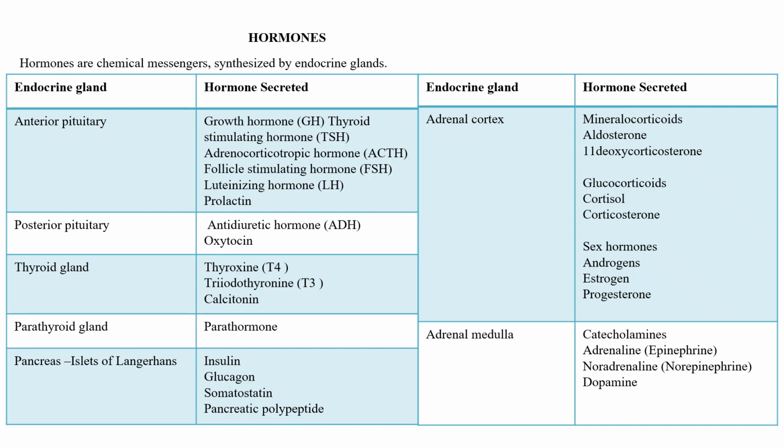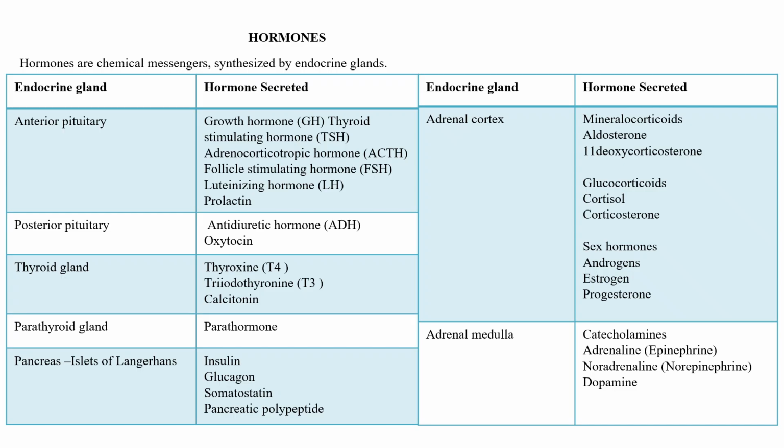The thyroid gland produces three hormones listed, that is, thyroxine or T4, triiodothyronine or T3, and calcitonin. The parathyroid gland produces parathormone, also known as parathyroid hormone or PTH. The pancreas, specifically the islets of Langerhans, produces several hormones including insulin, glucagon, somatostatin, and pancreatic polypeptide.